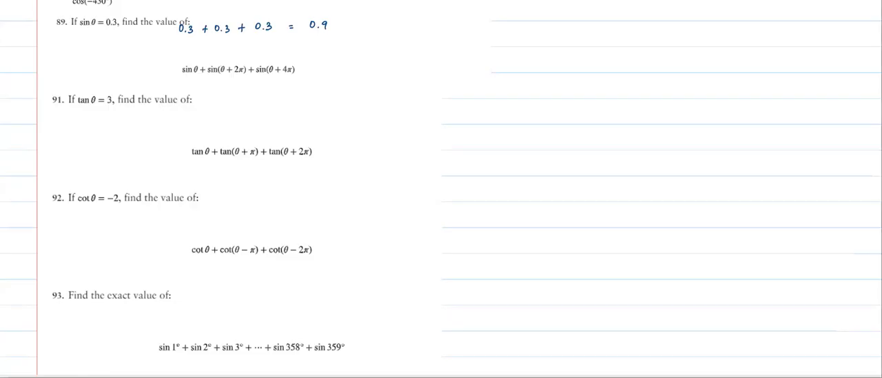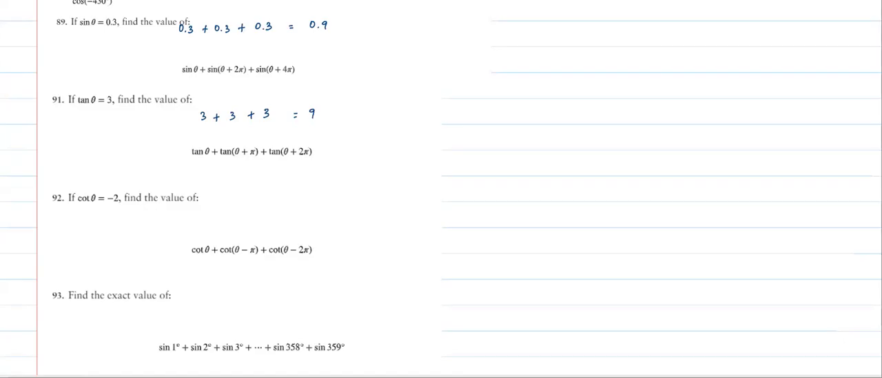91 is tan theta is 3. Again, the period for tangent is pi. So the values are going to repeat themselves. So this is 3 plus 3 plus 3, which is 9.